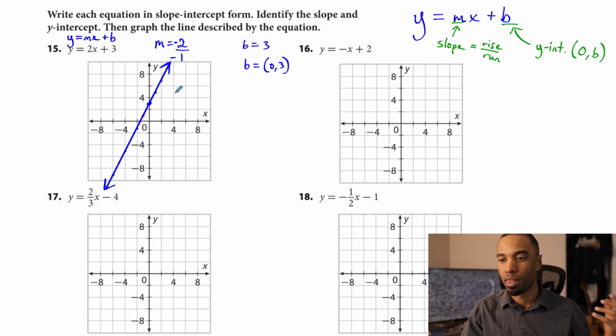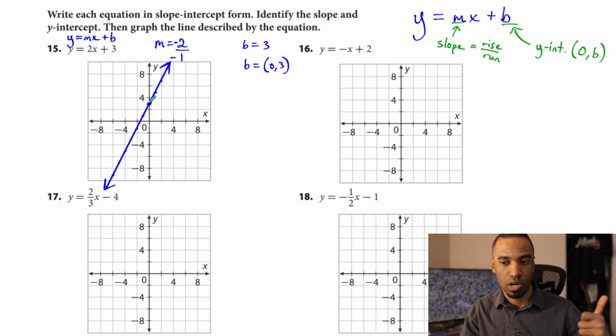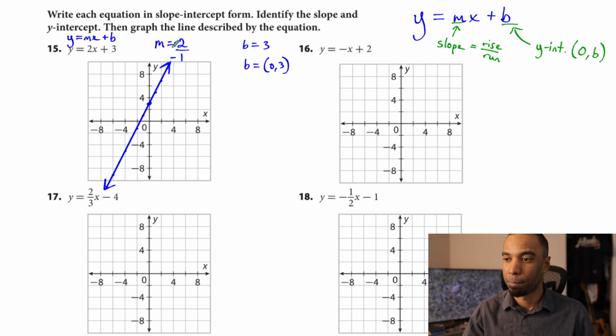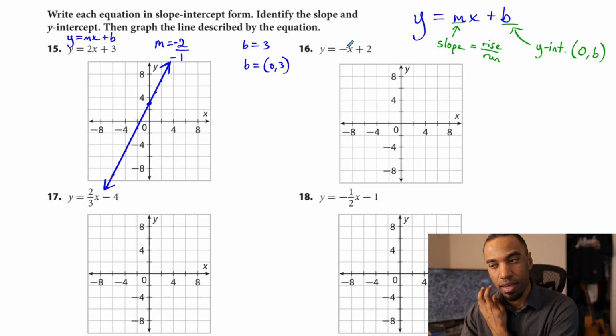It is linear. So the step 1, once again, was start with the y-intercept. Step 2 was use your slope to get more points. And step 3 is connect the line, draw the arrows. That's number 15. Number 16 here, y equals negative x plus 2.